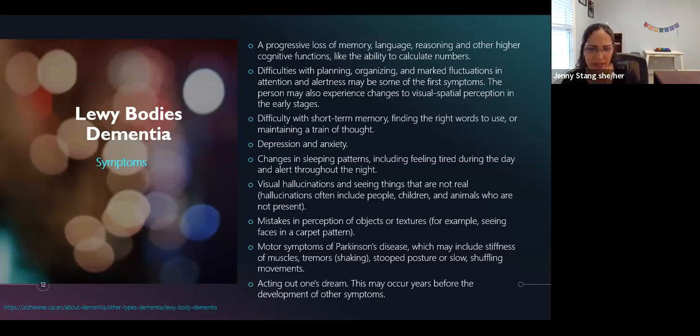Motor symptoms of Parkinson's disease, which may include stiffness of muscles, tremors or shaking, stooped posture, or slow shuffling movements, and acting out one's dreams. This may occur years before the development of other symptoms. And in doing my research, it was often found that acting out the dream is the first symptom of Lewy body dementia that people report experiencing.